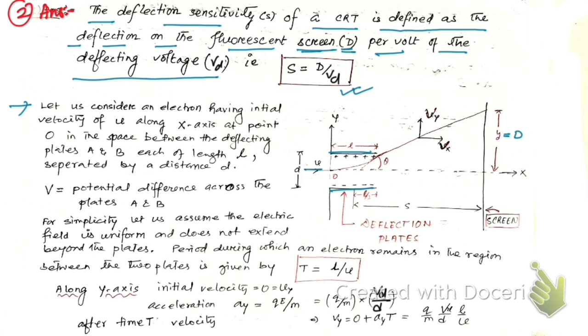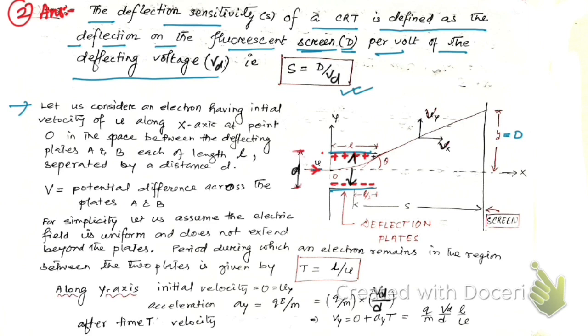Now we have considered that this is the electron beam. The electron beam enters between these two plates. These two plates are called deflection plates. The upper plate is positively charged and the lower plate is negatively charged. The gap between these two plates is separated by a distance small d. Small d is the distance between these two plates.